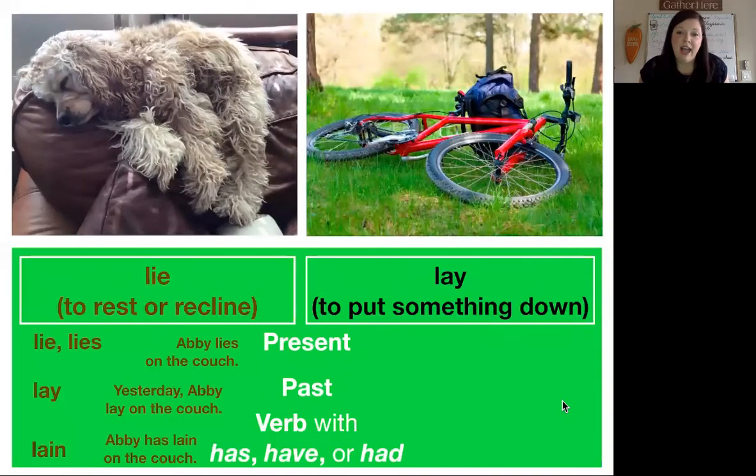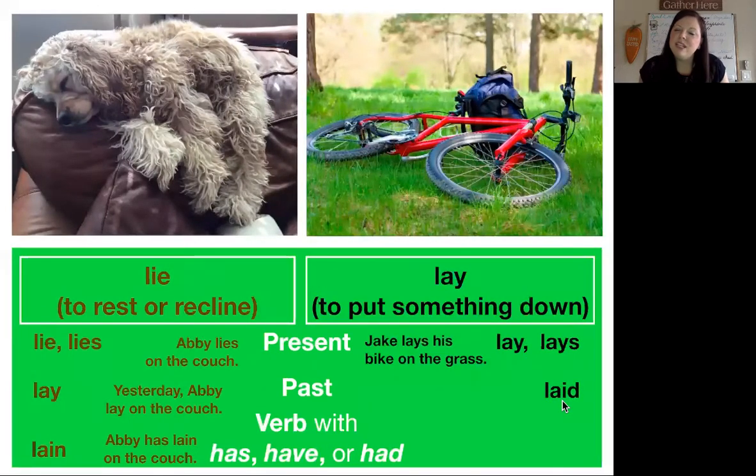Just like with lie, we're going to have a present, past, and also another section where it could have has, have, or had out in front. The present is lay or lays. Once again, there's two, one for singular and one for plural subjects. Jake lays his bike on the grass. I use lays because lays is a singular verb. Singular verbs end in S, and my subject Jake is one person.